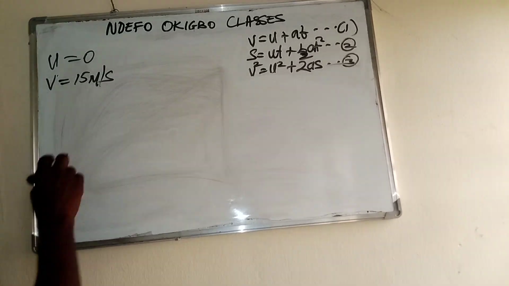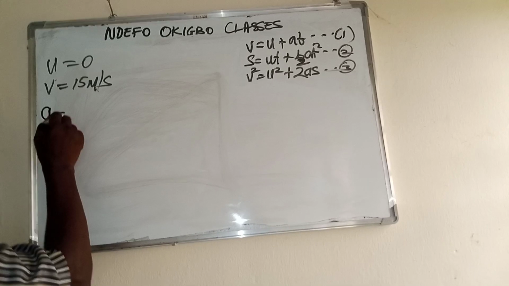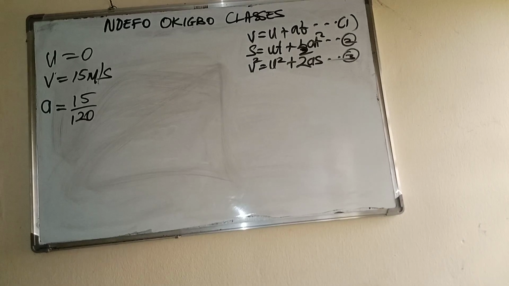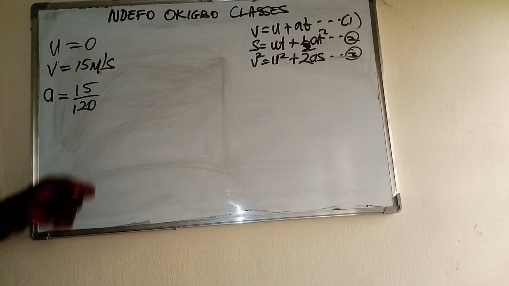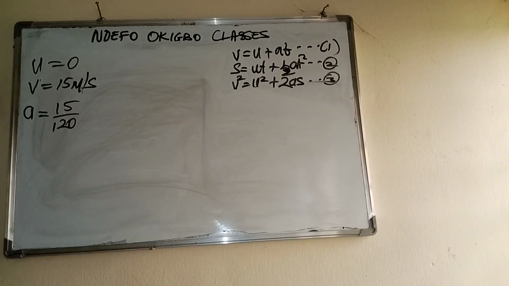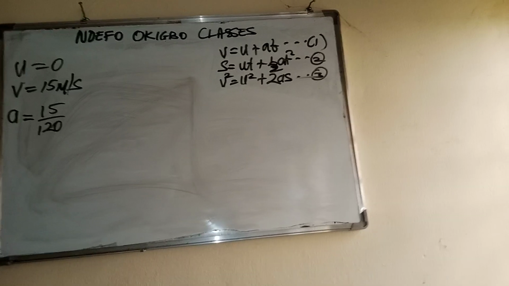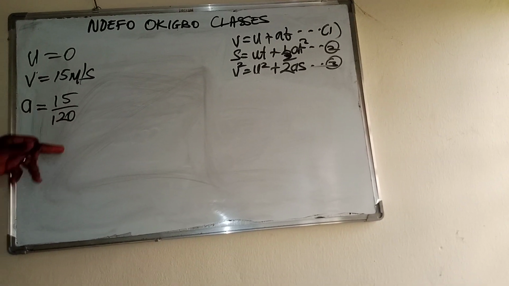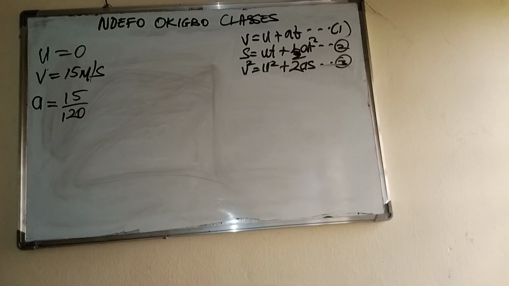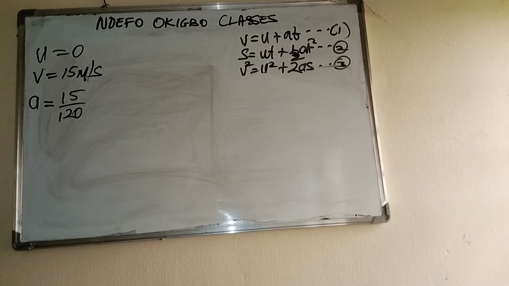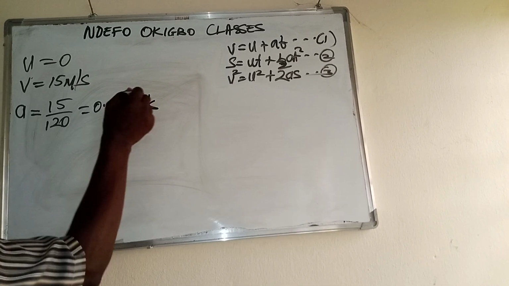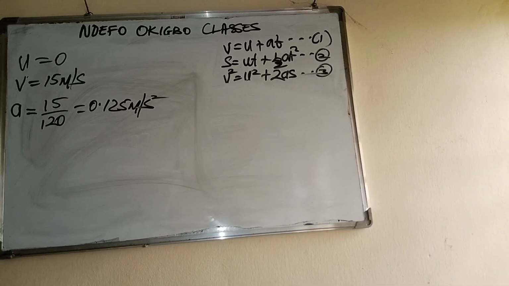If he did it in 120 seconds, that means acceleration is equal to 15 divided by 120 seconds. The velocity went from 0 to 15 meters per second, and acceleration is the change in velocity over time. So 15 minus 0, which is 15, divided by a time of 120 seconds, gave me 0.125 meters per second squared. That is the acceleration within this period.